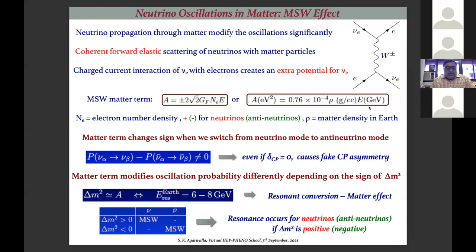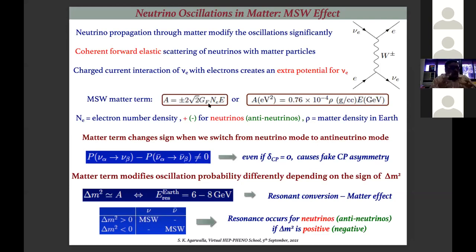Now you can immediately see that if your atmospheric mass square difference turns out to be at the same strength as this matter potential, then inside the earth you can feel resonant conversion. What does that mean? If you encounter this situation, then if your θ13 to begin with is a very small number, I will flash that number.